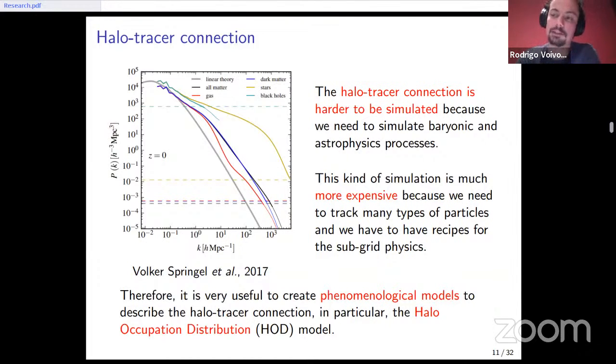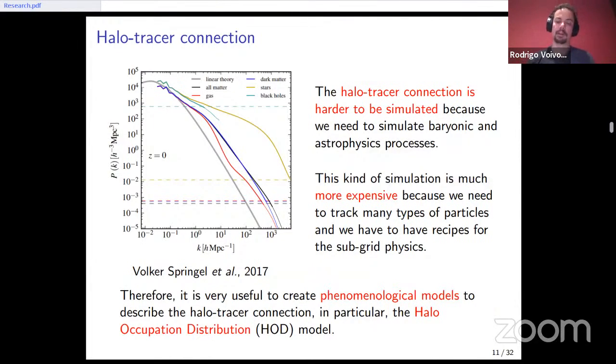So you have to track those many types of matter in the N-body simulation, and we also have to have a subgrid model to describe how those types of matter interact. Okay, for example, we need to know how we form a star given some density of gas in a cell in the simulation. And in principle, you have to have a lot of astrophysical models to describe everything. So one very useful way to not do that is to use phenomenological models. For example, to use the halo occupation distribution model.